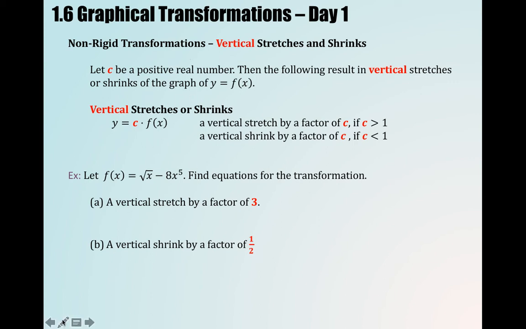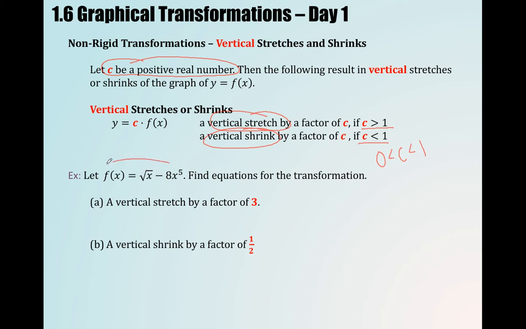So y equals c times f of x. This is going to be a vertical stretch by a factor of c if c is greater than 1, and it's going to be a shrink if it's less than 1, right? Keep in mind that we started off and said that c was a positive real number. So this is really saying that it's between 0 and 1. If it's 1, that's not going to change it, right? If you multiply something by 1, it doesn't change it.